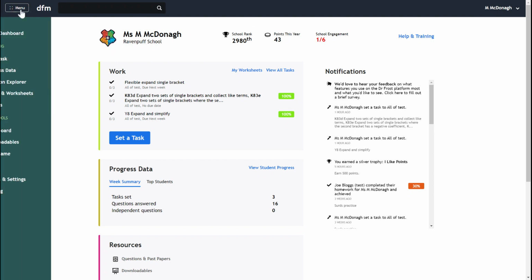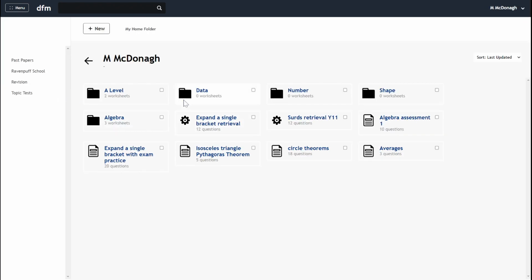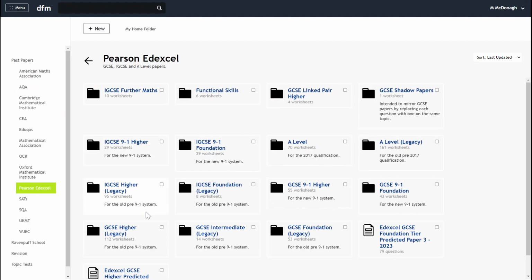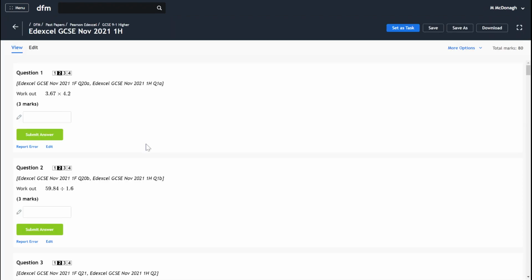So I'm going to go to the menu and into the papers and worksheets section. This is my worksheet directory. I could make a shadow paper on any of these worksheets here, but actually I'll go to the past papers and choose a past paper. So maybe Edexcel, GCSE Higher, and then choose a paper.